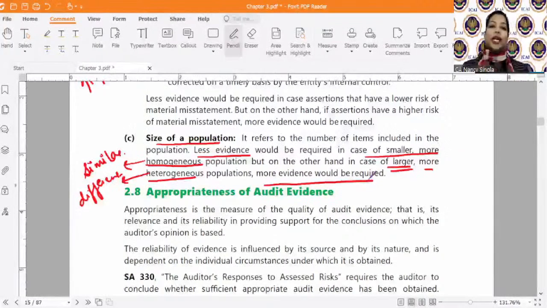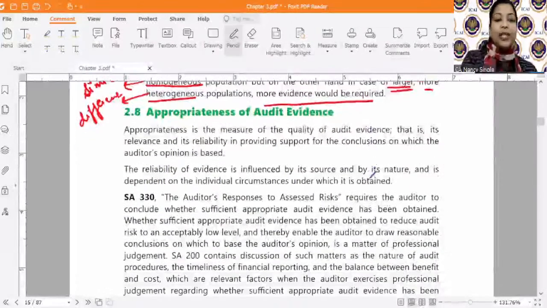Okay? So we have understood about sufficiency, what constitutes sufficient audit evidence, and what are the factors that affect the professional judgment of an auditor as to the sufficiency of an audit evidence.